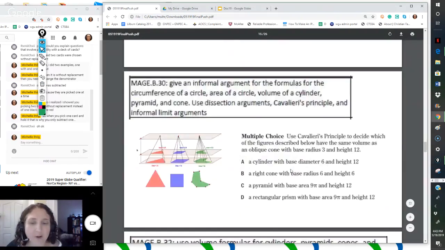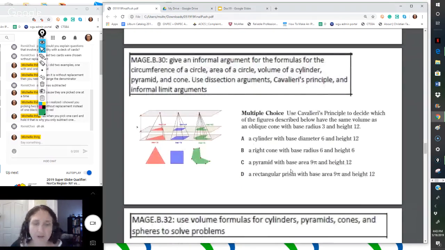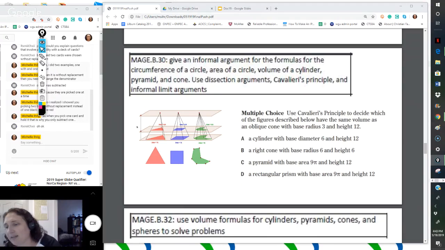We're getting to volume. There are 3 DOK 2 questions on volume. I'm betting one of them is going to be on Cavalieri's principle, which is right here. Use Cavalieri's principle to decide which of the figures described below have the same volume as an oblique cone with a base of 3 and a height of 12. So basically, all we care about is the base. Remember, the cross sections have to be the same.